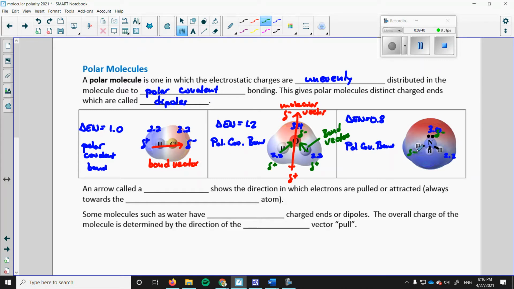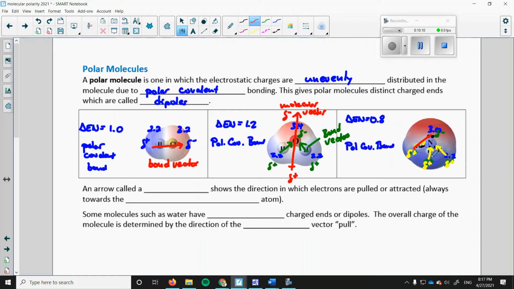And each of these hydrogens is going to be a little bit positive. And as a result, we're going to have these vectors. I'll just use a different color here. These bond vectors for each of these bonds are going to be pulling towards the nitrogen. So that means that for each of these hydrogens, the electrons are being pulled more towards the nitrogen over on this side. And as a result, the whole molecule has a charge.